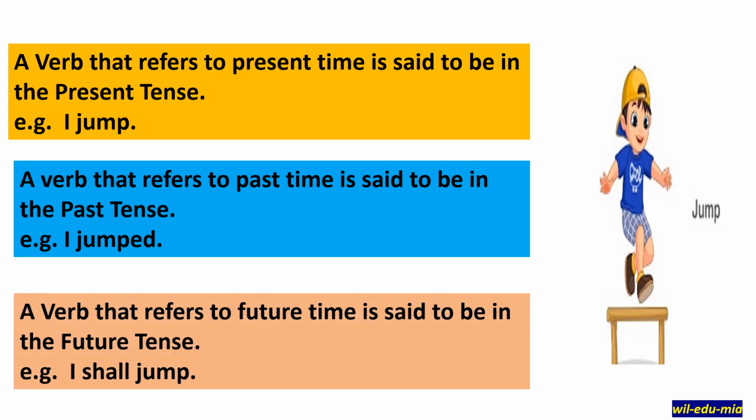And now the future tense. A verb that refers to future time is said to be in the future tense. I shall jump, I will go to school tomorrow.